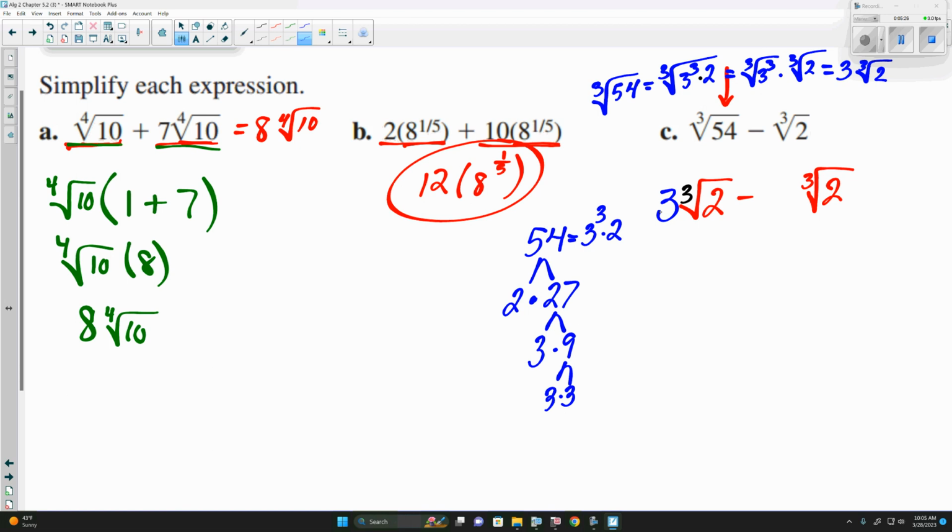Now can we subtract these two? Yes, because they both have cube roots of 2. 3 cube roots of 2 minus 1 cube root of 2 is 2 cube roots of 2. So with some of these here with the addition and subtraction, if the roots or the numbers aren't already the same, we need to make them be the same. Questions on this so far? We ready for the next one?